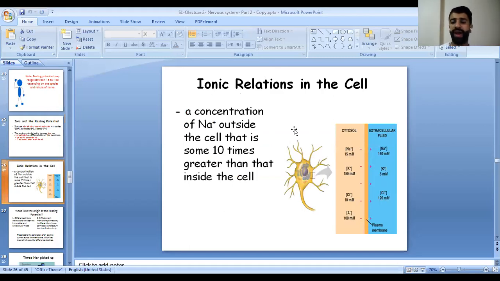Let's have a look at the ionic distribution in the cell. The concentration of Na plus outside the cell is about 10 times greater than inside. Cytosol means the cytoplasm, okay? And extracellular fluid is the external side, outside the cell. Outside the cell the concentration is 150 millimolar, while in the cytosol it's 15. It's about 10 times greater. Inside the cytosol, the concentration of K plus is 150, while in the external medium it's 5, about 30 times greater. Cl minus is 10 inside, while outside in the extracellular medium it's about 120, 12 times greater.